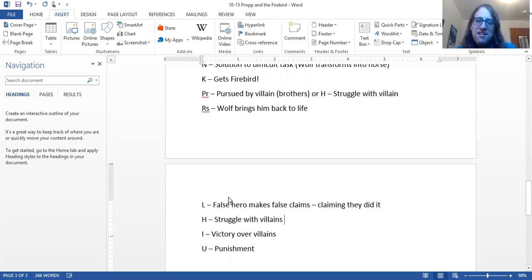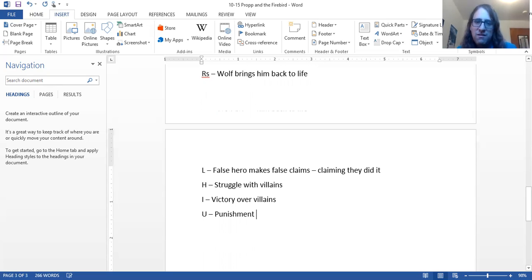Or you could leave H and I out and just say it's a punishment because the brothers get torn apart by a wolf. Hooray! They deserved it because they killed their brother. So it does seem kind of fair, doesn't it?